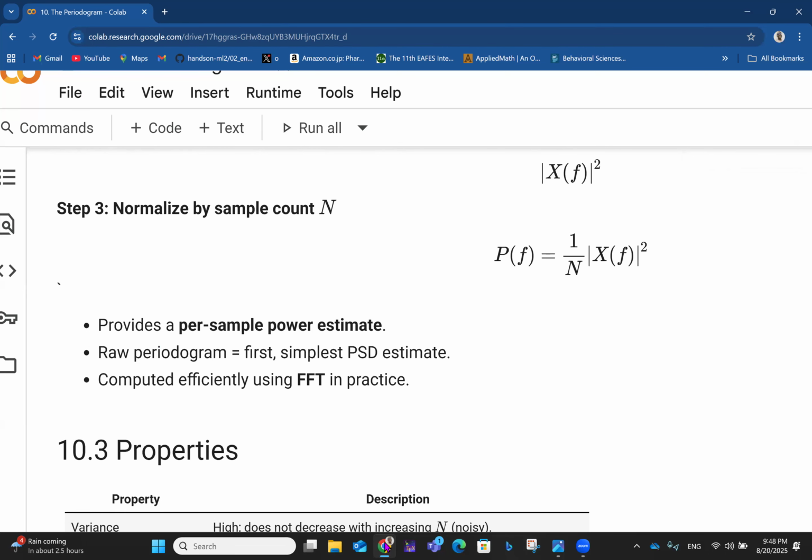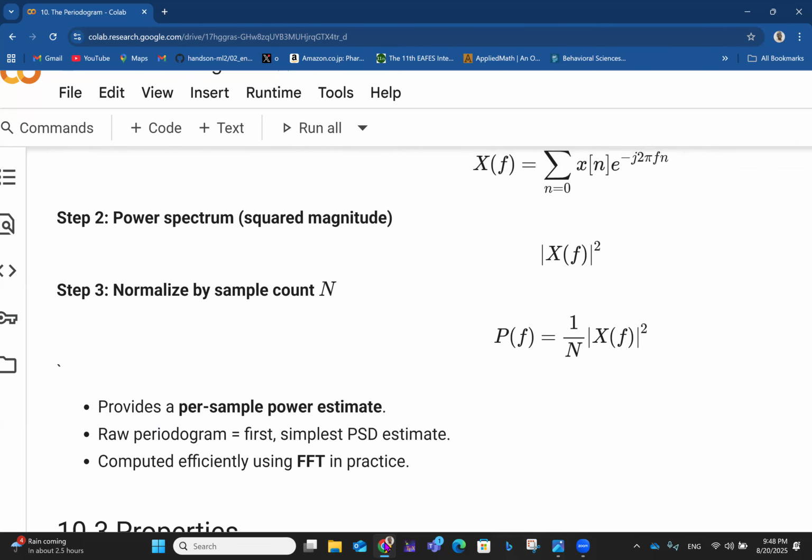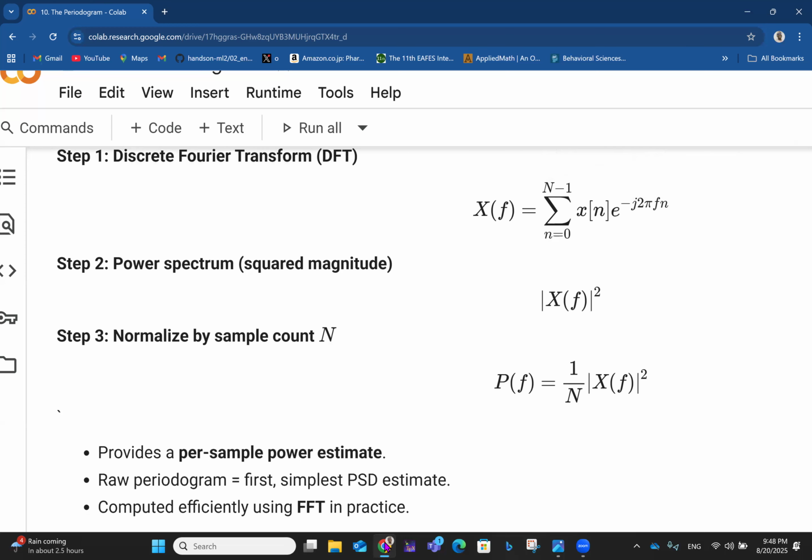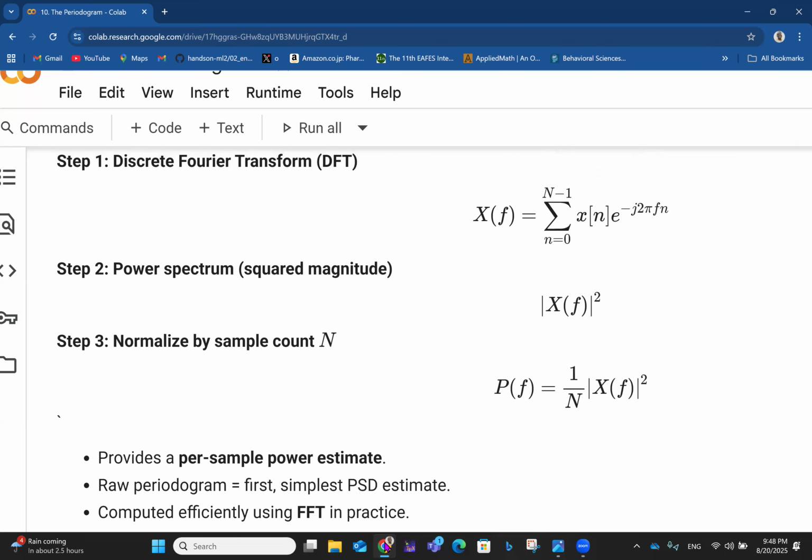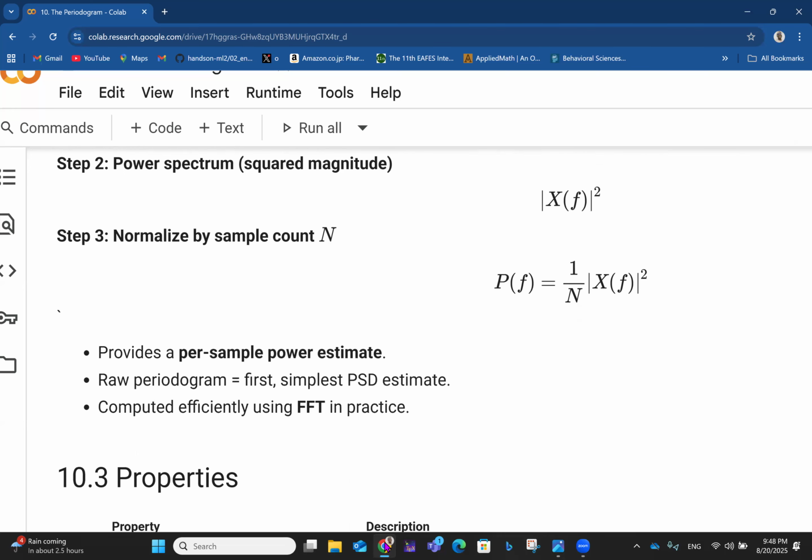So that's how you derive the periodogram. This provides a per sample power estimate. P(f) provides a per sample power estimate. And we have the raw periodogram, which is the first and simplest power spectral density estimate. It is computed efficiently using the fast Fourier transform in practice.